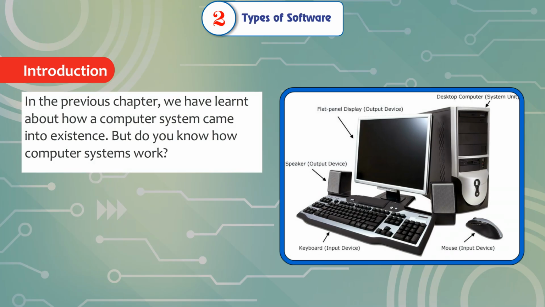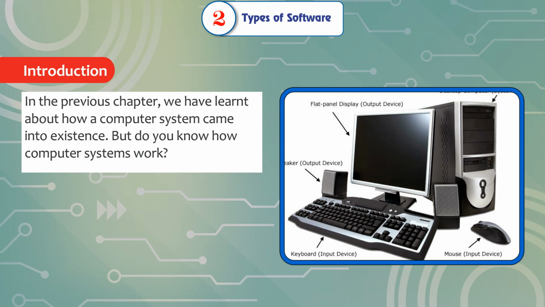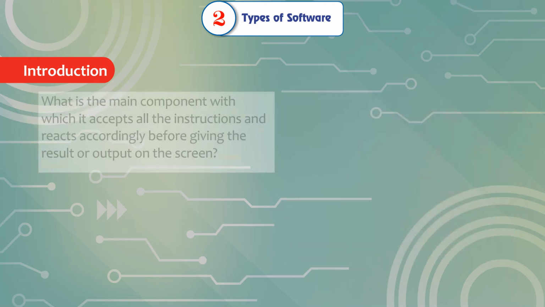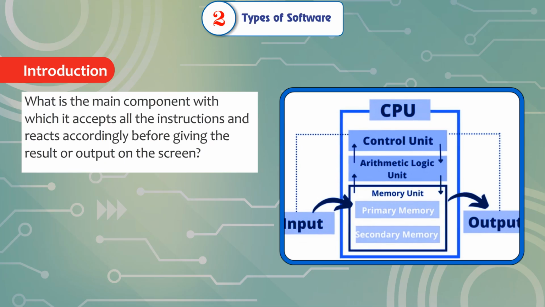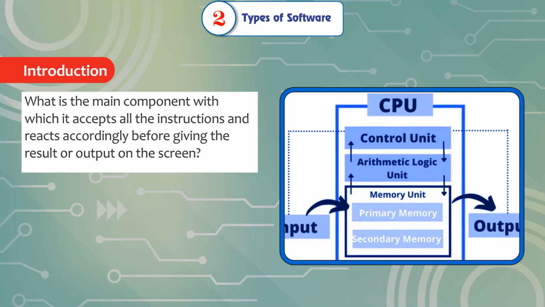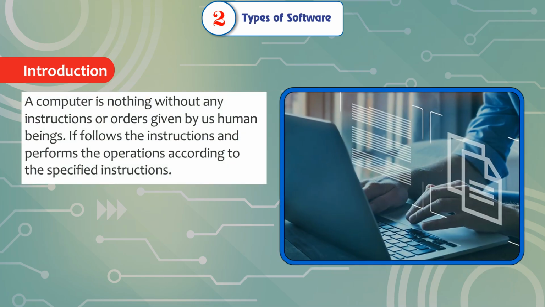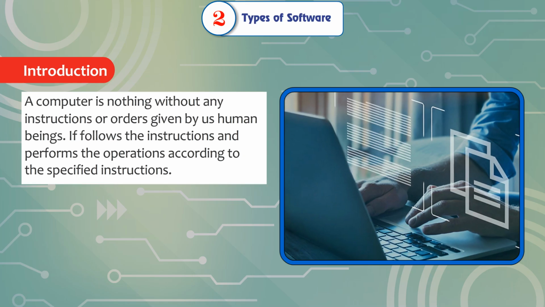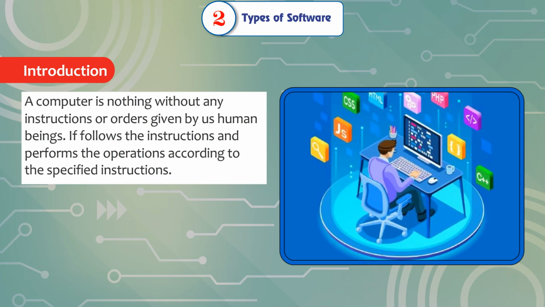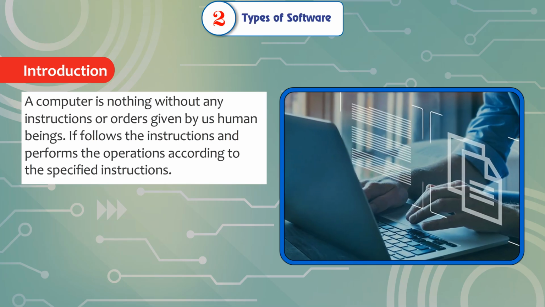Introduction. In the previous chapter, we have learnt about how a computer system came into existence. But do you know how computer systems work? What is the main component with which it accepts all the instructions and reacts accordingly before giving the result or output on the screen? A computer is nothing without any instructions or orders given by us human beings. It follows the instructions and performs the operations according to the specified instructions.